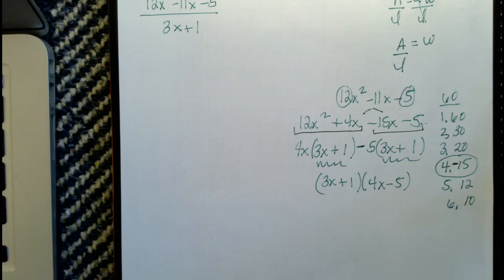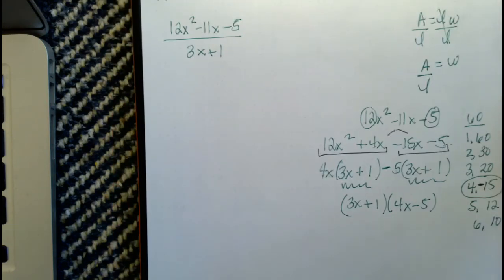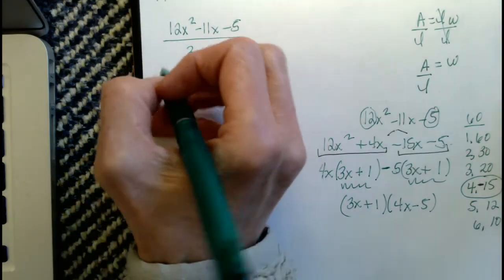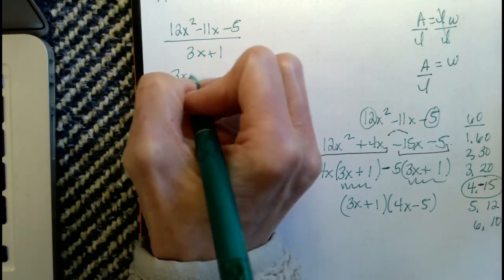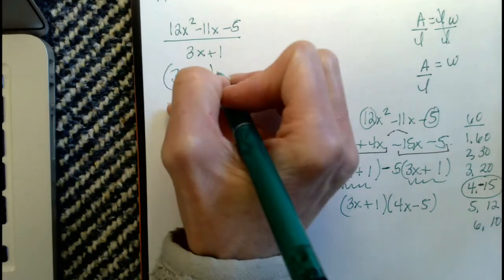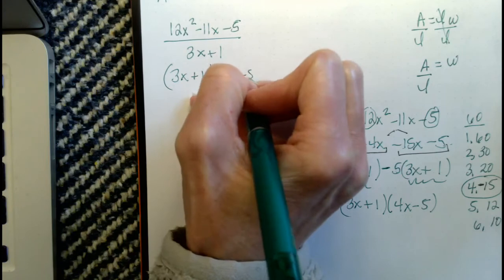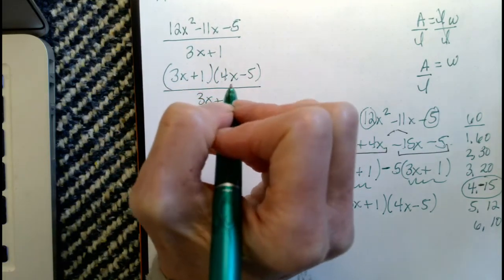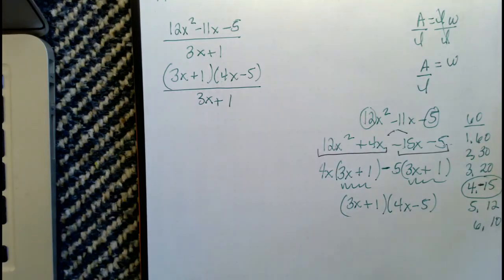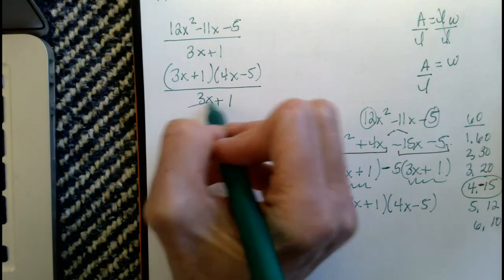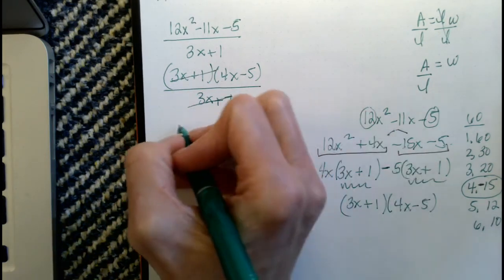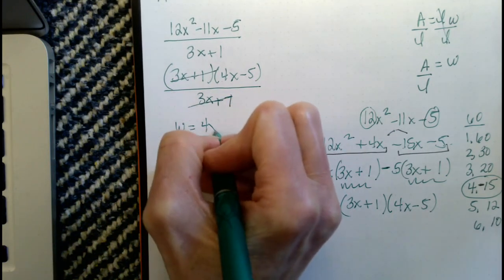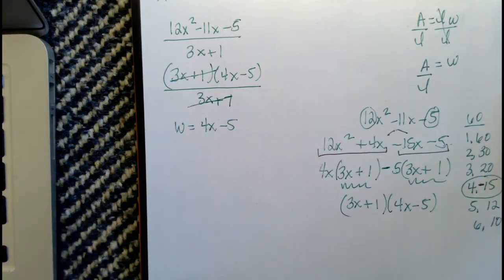And now we can go back to figure out our width here. We can rewrite this as 3x plus 1 times 4x minus 5 divided by 3x plus 1. And then what we're looking for is, do we have anything exactly the same on the top and on the bottom? The 3x plus 1. So our width is 4x minus 5. And that's what we would type back in to Edmentum.